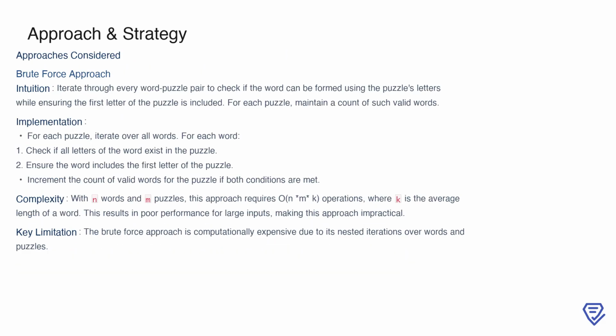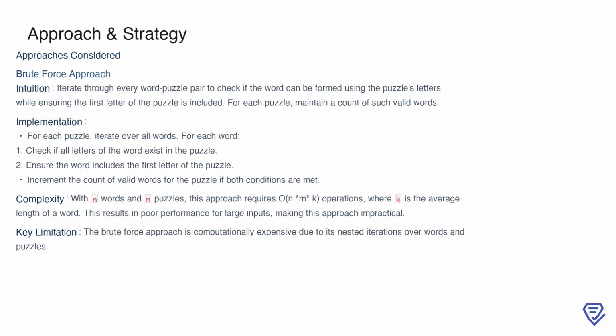To start, let's consider the brute force approach. The intuition here is straightforward. For each puzzle, we iterate through all the words in the list and check if the word can be formed using the puzzle's available letters. While doing so, we must ensure that the first letter of the puzzle is included in the word. For every word that satisfies these conditions, we increment the count of valid words for that puzzle.